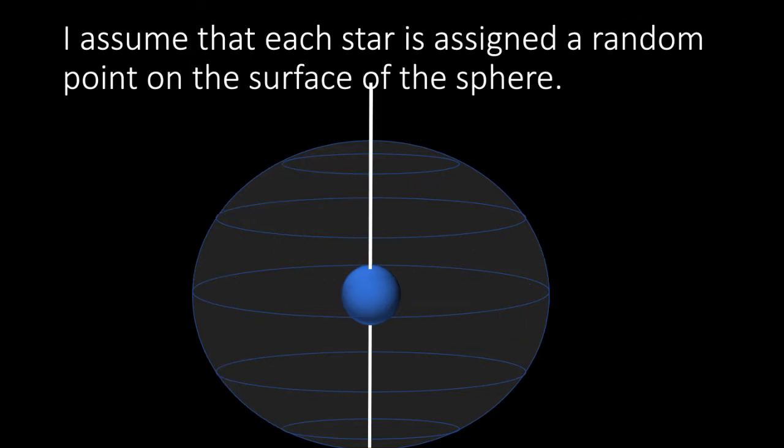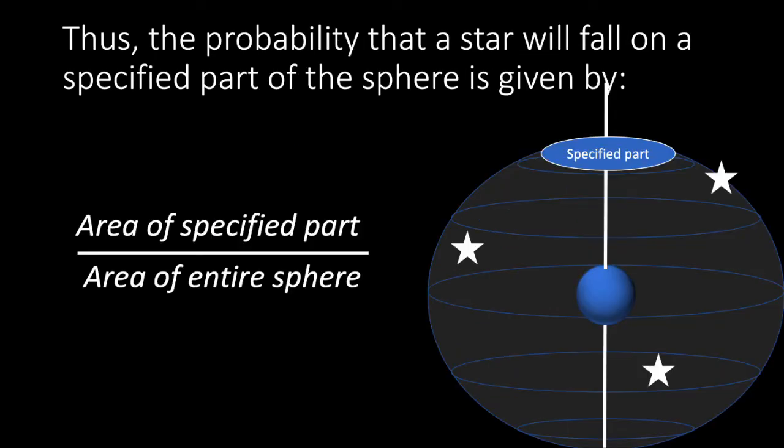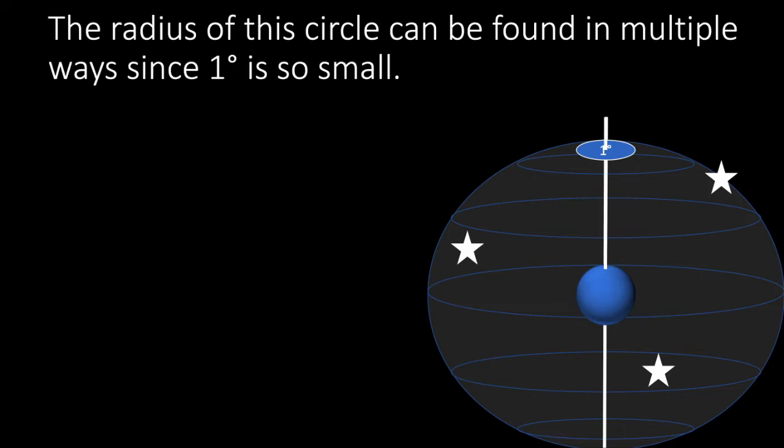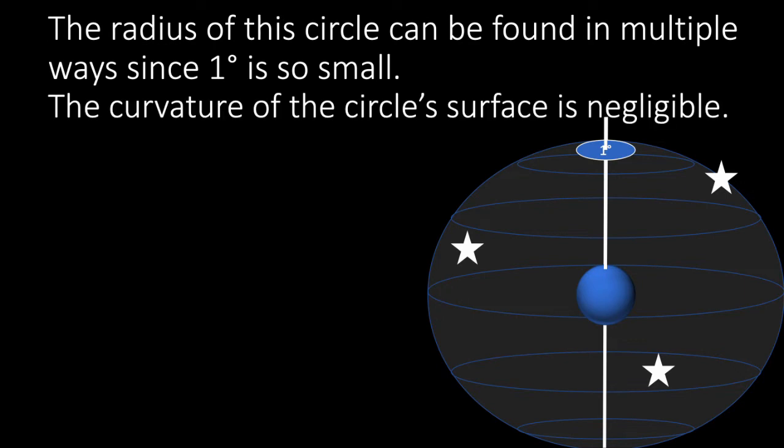I assume that each star is assigned a random point on the surface of the sphere. Thus, the probability that a star will fall on a specified part of the sphere is given by the area of the specified part over the area of the entire sphere. I am interested in a circle with radius 1 degree around the north rotation axis. The radius of this circle can be found in multiple ways, since 1 degree is so small. The curvature of the circle's surface is negligible.